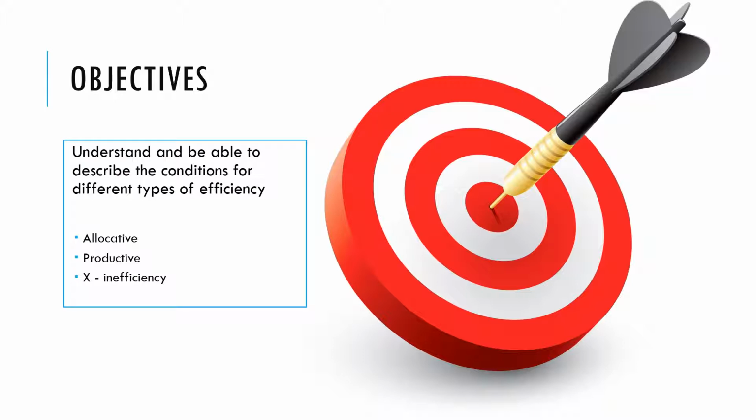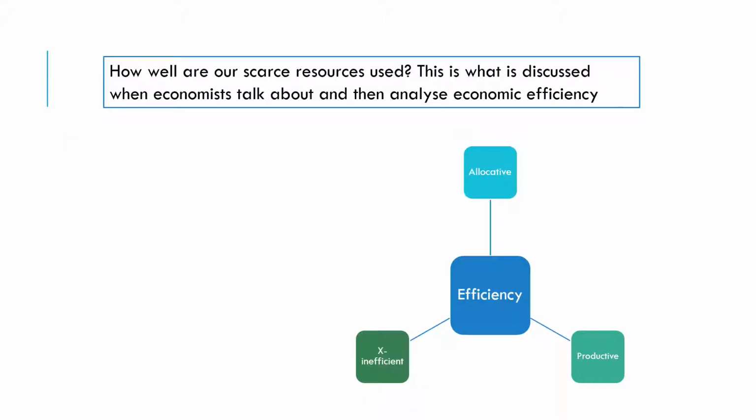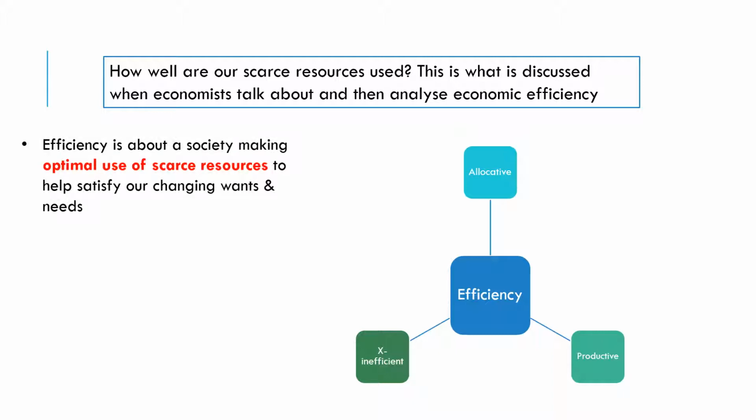So in this video we're going to look at three different types of efficiency and the conditions for each of those types of efficiency. When we're talking about efficiency from an economics perspective, we're talking about how well scarce resources are being used. So efficiency is about making optimal use of scarce resources.